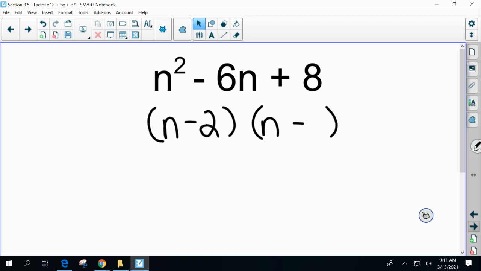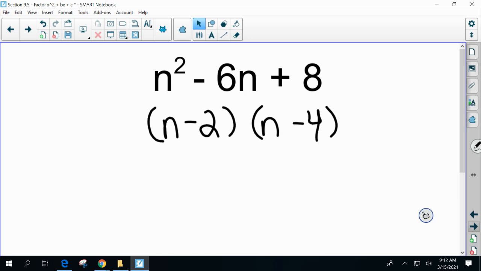2 and 4. So do you guys see what I mean? They both still have to add up to be the middle number because they're both negatives. So like -2 plus -4 gets you a -6 in the middle. Okay.